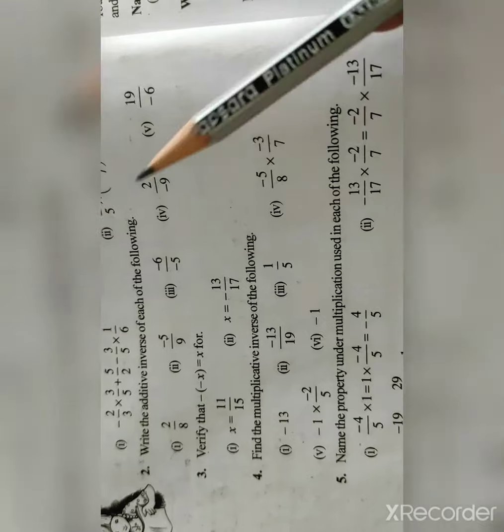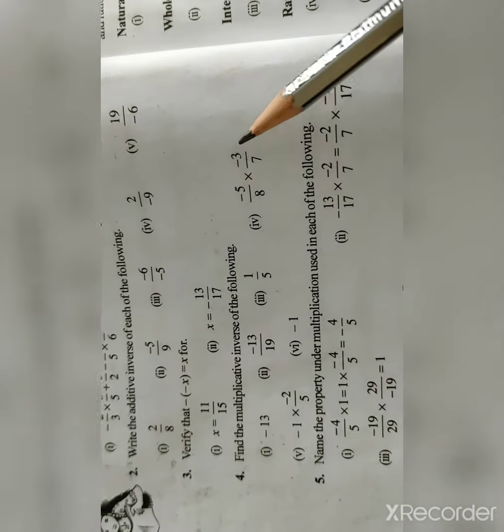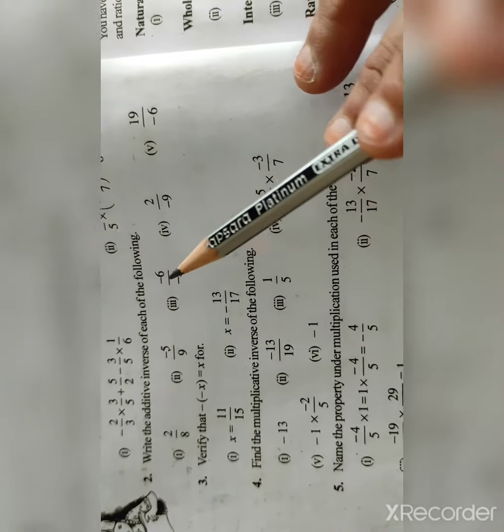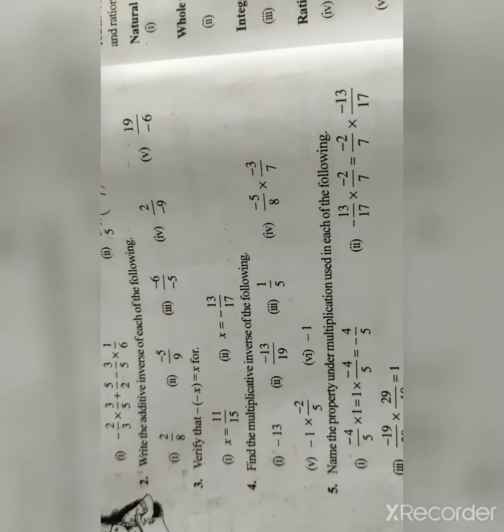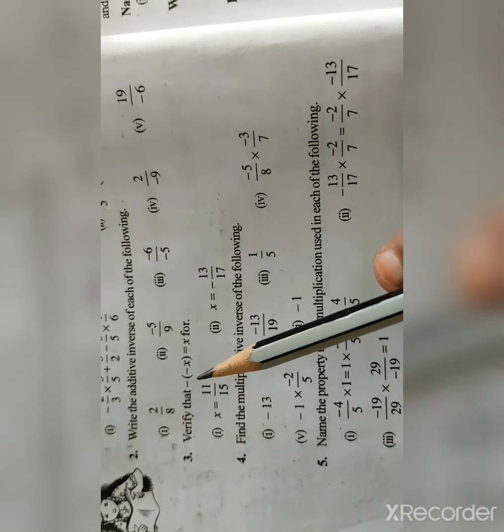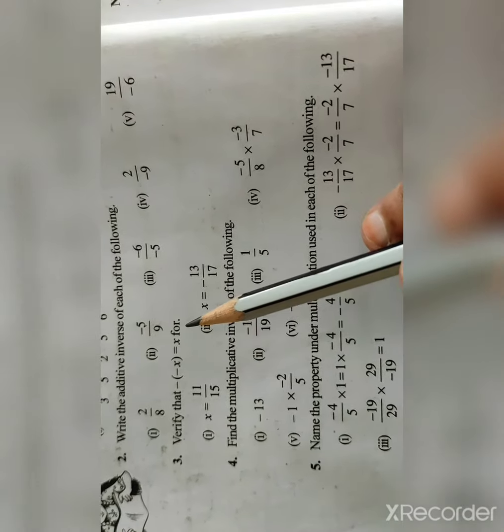Make 2 columns: here rational numbers, there additive inverse. 2 upon 8, minus 2 upon 8. Minus 5 upon 9, 5 upon 9. In this way you can write. And see here, minus minus cancel, so this will be positive, so the additive inverse will be negative. Clear? Now verify that minus of negative of x is equal to x.